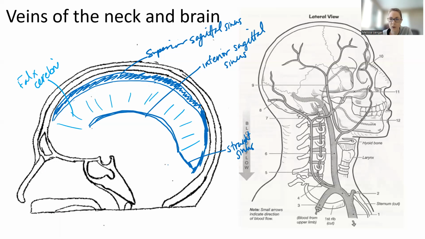So the straight sinus will be right over the cerebellum. And this is going to branch right and left and come more lateral this way, kind of where the ears and the eye are located. And that becomes the transverse sinus.